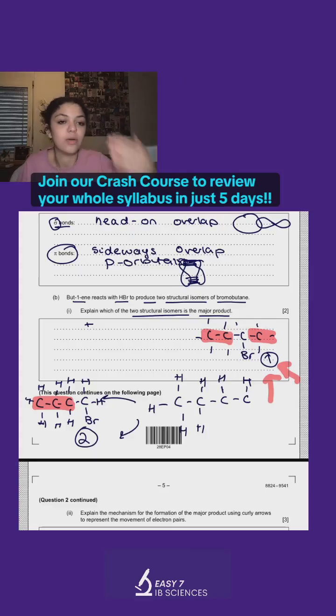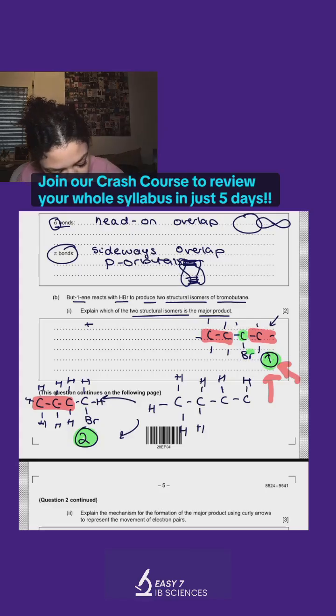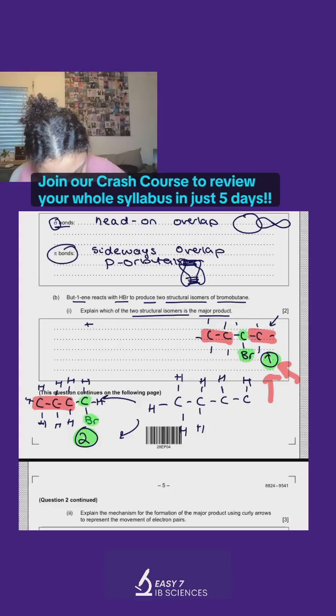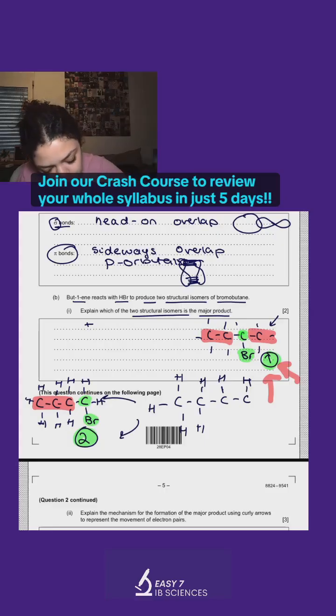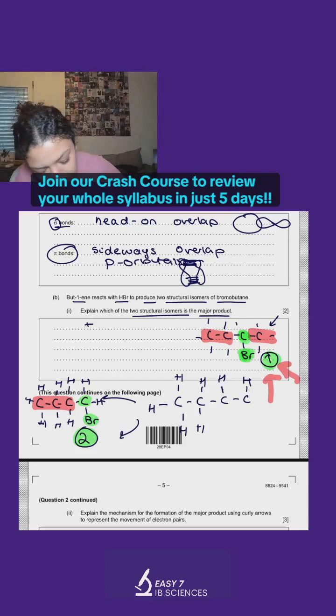Okay? Now, what makes something more stable? If it has more things bonded to it. So, how do I find out if it has more things bonded to it? I look at my product. This is my product 1 and my product 2. So, just like how we would find out if an alcohol is primary, secondary, tertiary, I look at the carbon that's bonded to my bromine, and I count how many carbons are bonded to that carbon that's bonded to my bromine. So here's my green carbon that's bonded to my bromine, and I have 1 and 2.